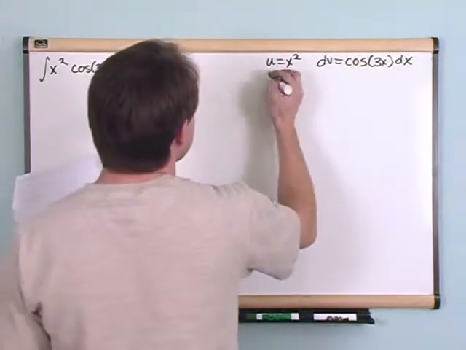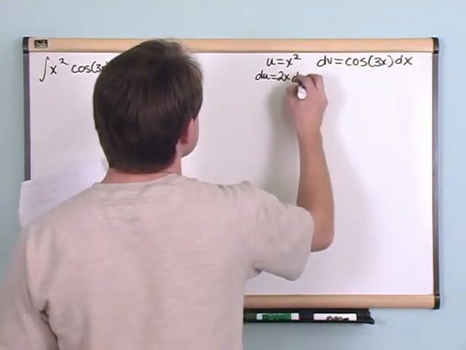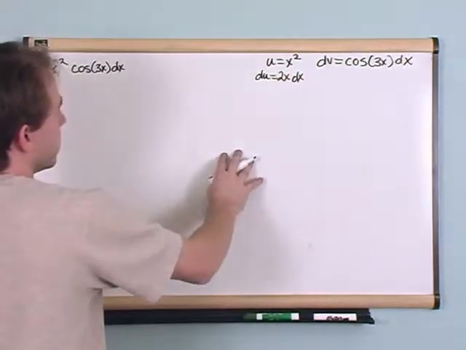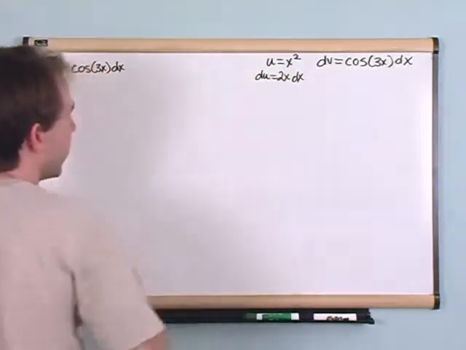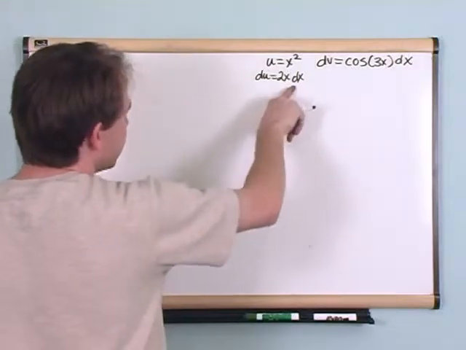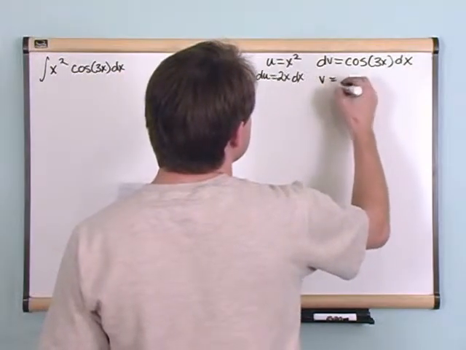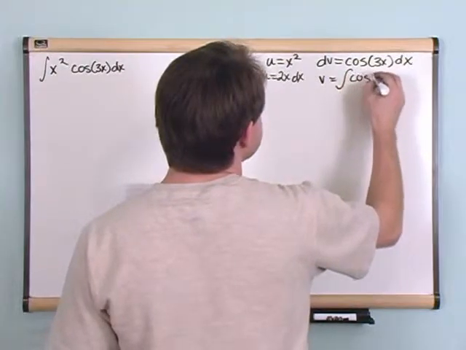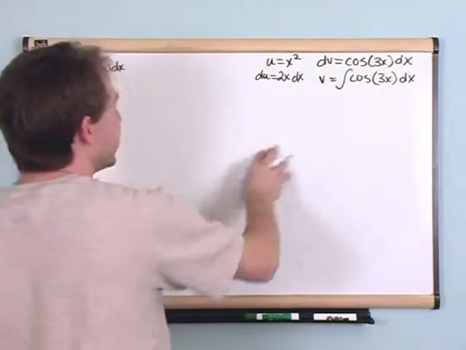Now to do this part, I'm going to say du is equal to 2x dx, right? The derivative of this is 2x, and I'm just moving that dx over like I always do, because it's really du divided by dx, and then I can move that dx over. And then to find v, it's just going to be the integral of cosine of 3x dx. I just have to integrate this.